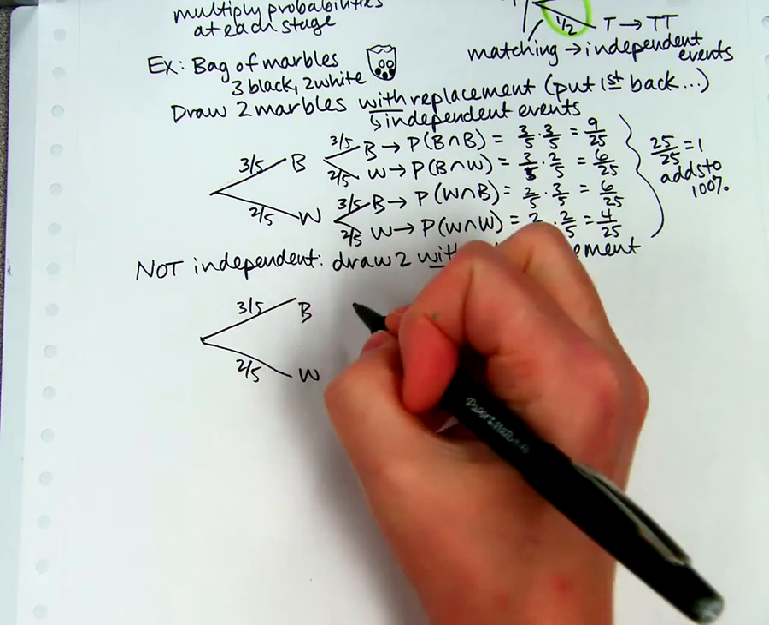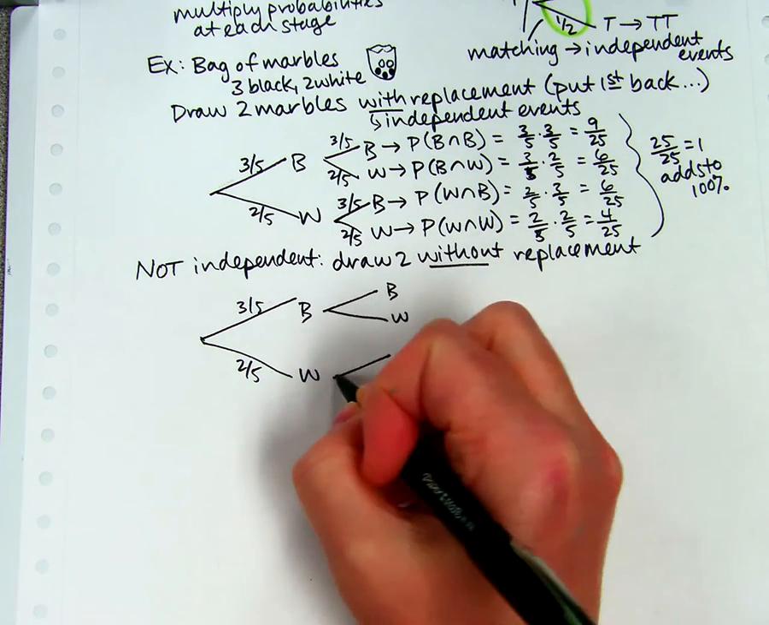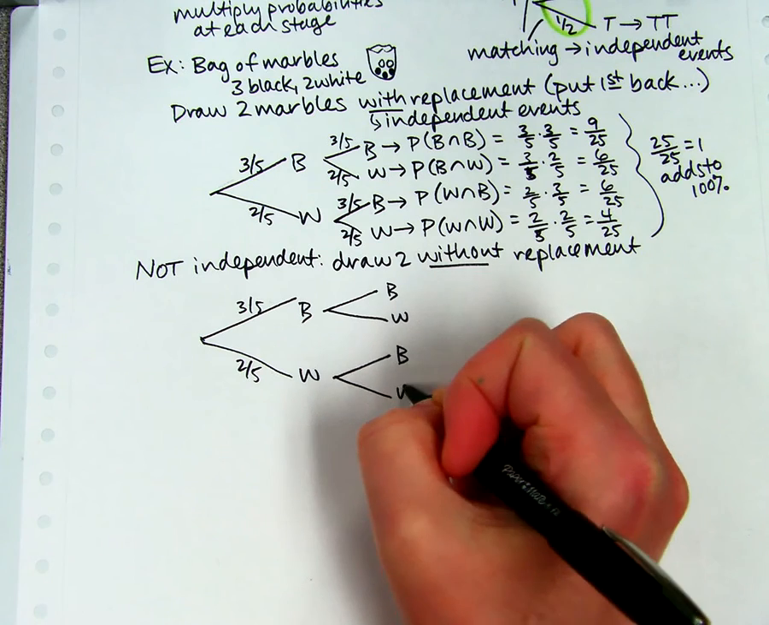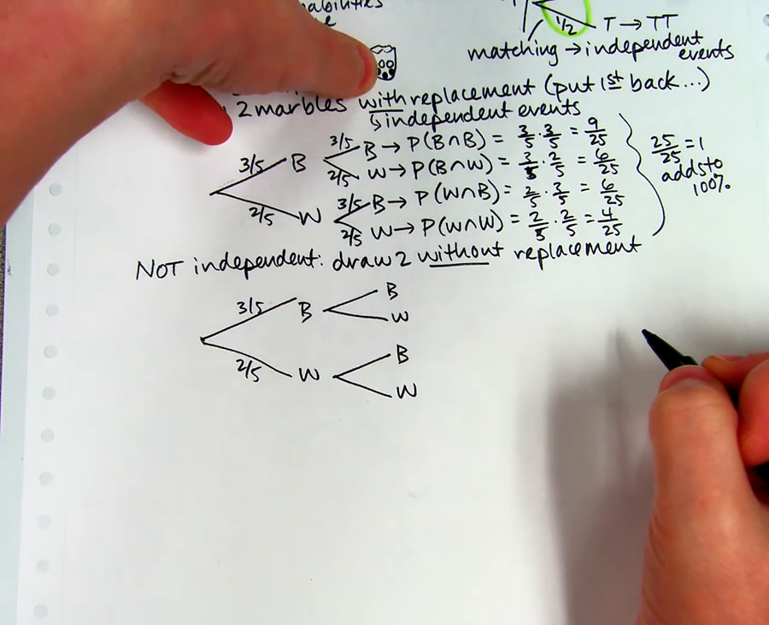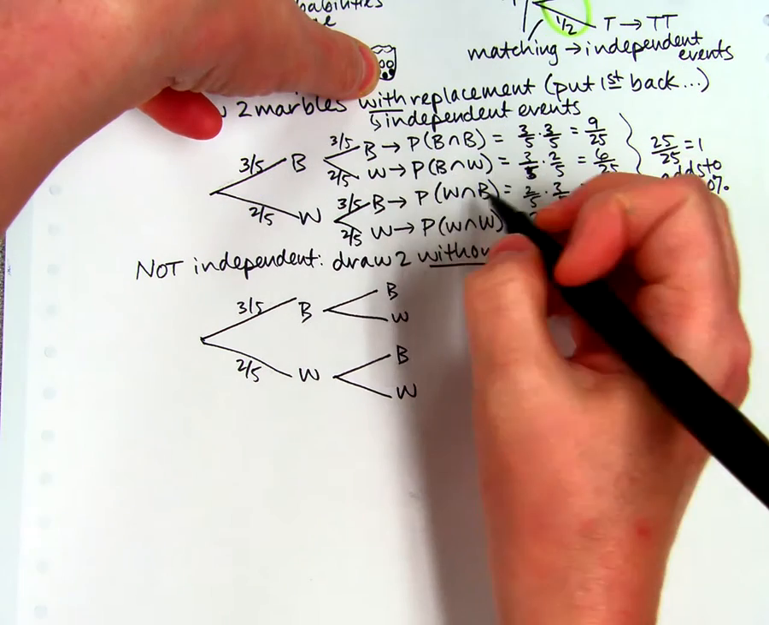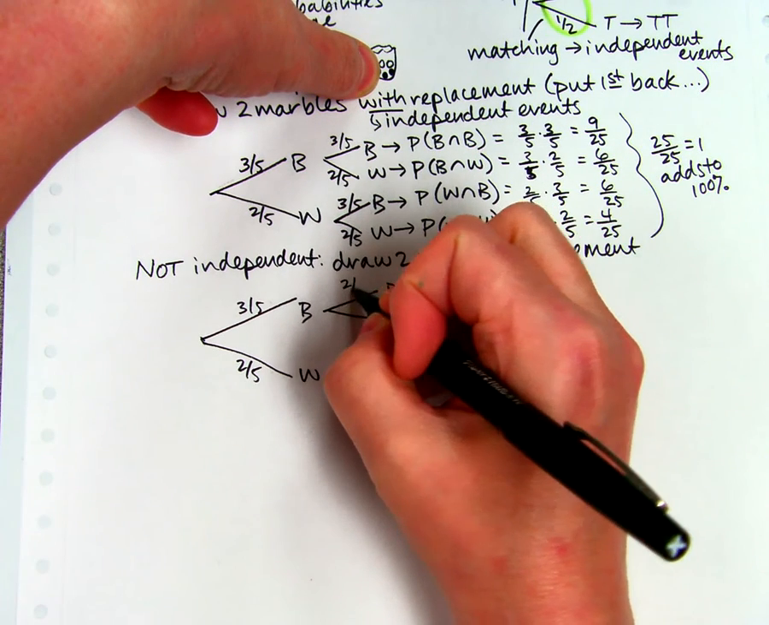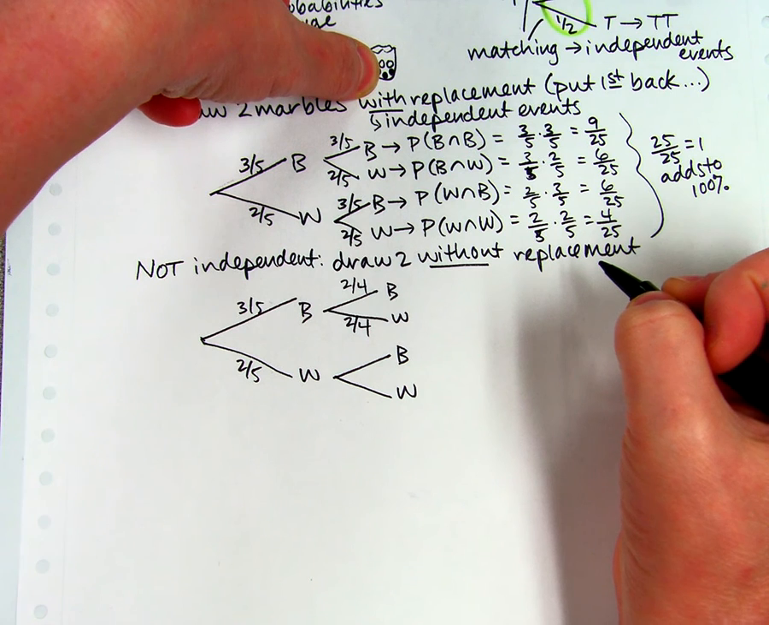So the second marble still might be black or white, but the probabilities are going to change depending on what happened on the first draw. So I'm going to use my thumb to cover up some of these. If I draw a black, then what's left is not 3 blacks and 2 whites, it's 2 of each. So I'm going to label these as 2/4 and not reduce it because I want it really obvious that it's 2 marbles out of 4. Reduce it if you want to, but that's where that comes from.